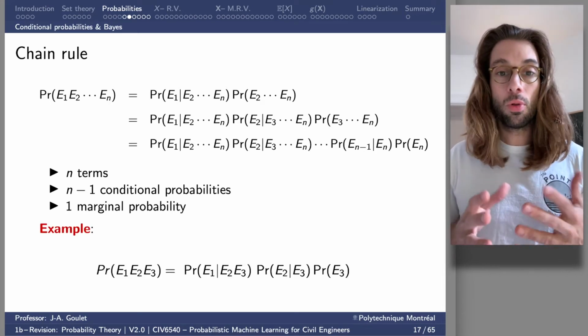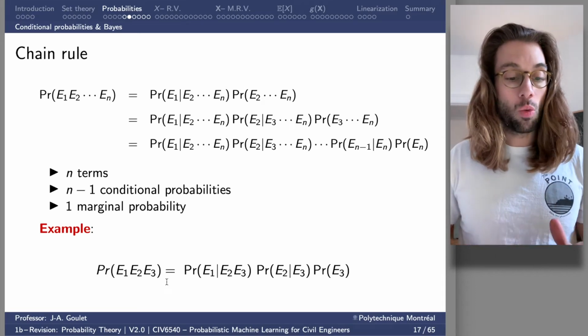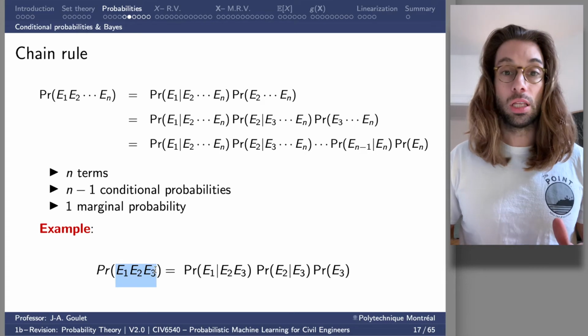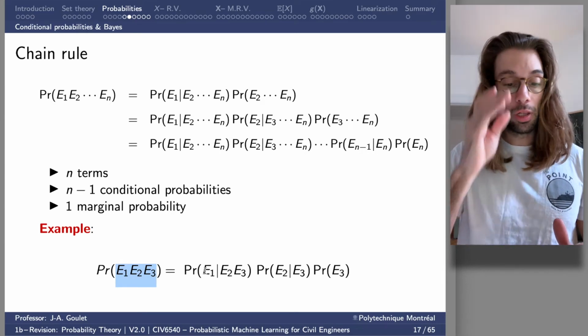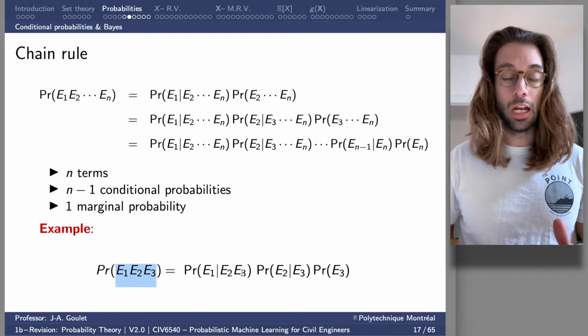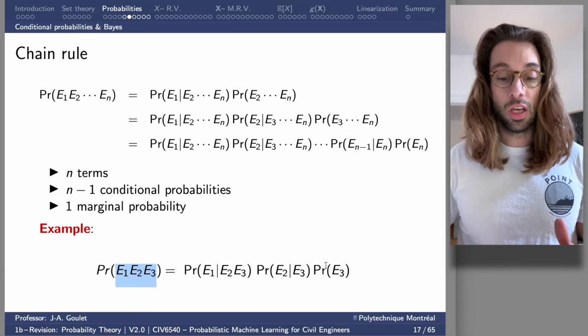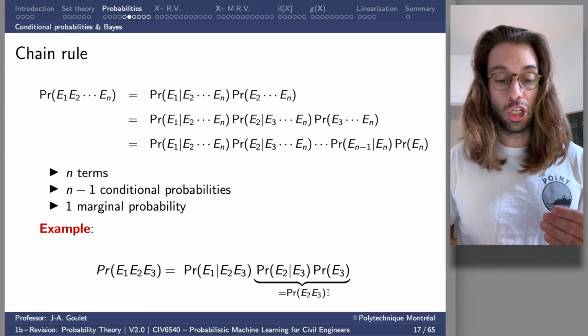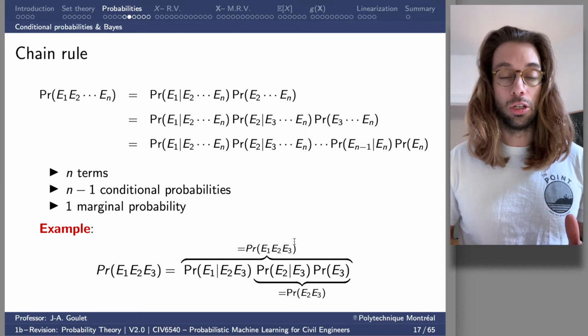So as an example, if we have 3 events, E1, E2, E3, and I want to model that joint probability for these 3 events, I can model this by the conditional probability of E1 given E2 and E3 times the conditional probability of E2 given E3 times the marginal probability of E3, where this product here is going to give me the joint of E2 and E3, and this is going to give me the joint for E1, E2, and E3.